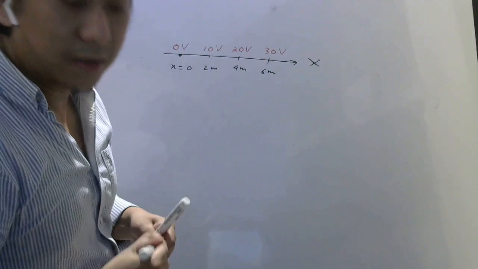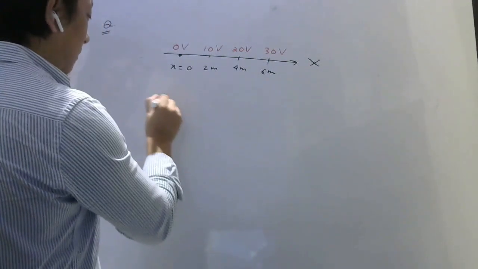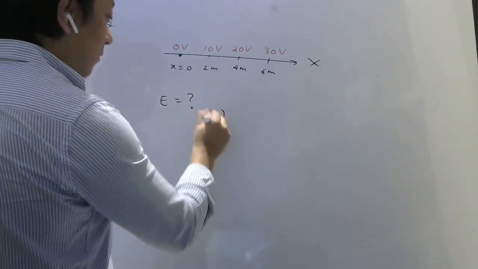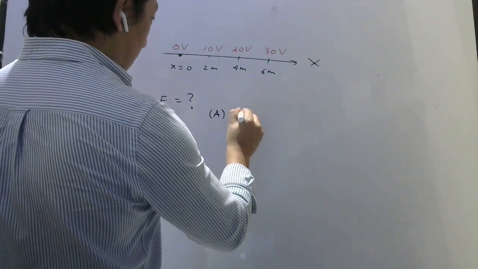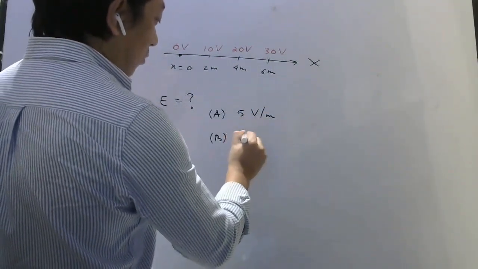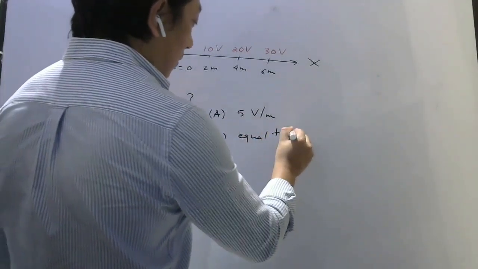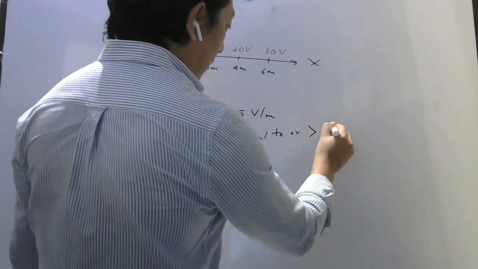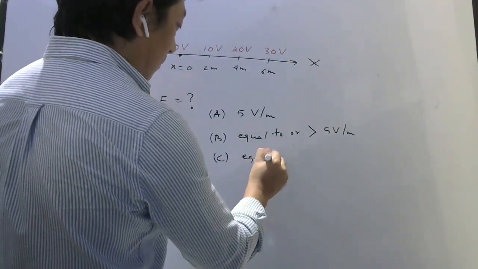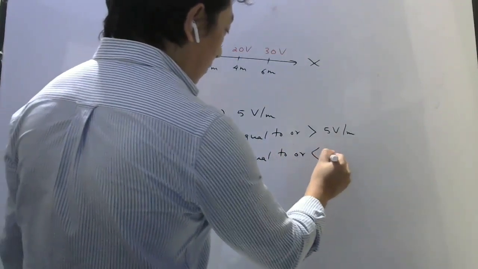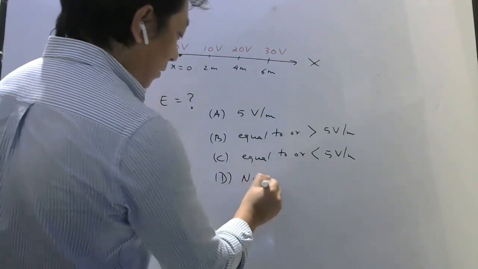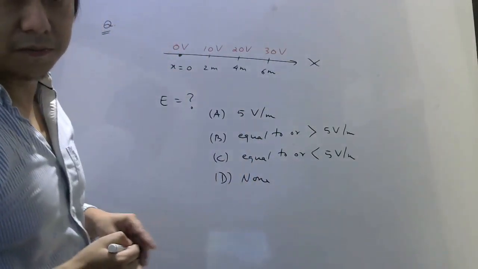So now if I ask, what is the electric field? What is the electric field? Let me give you options. First option, 5 volt per meter. Second option, equal to or greater than 5 volt per meter. Third option, equal to or less than 5 volt per meter. Option D, none of this. So pause the video and try to solve.